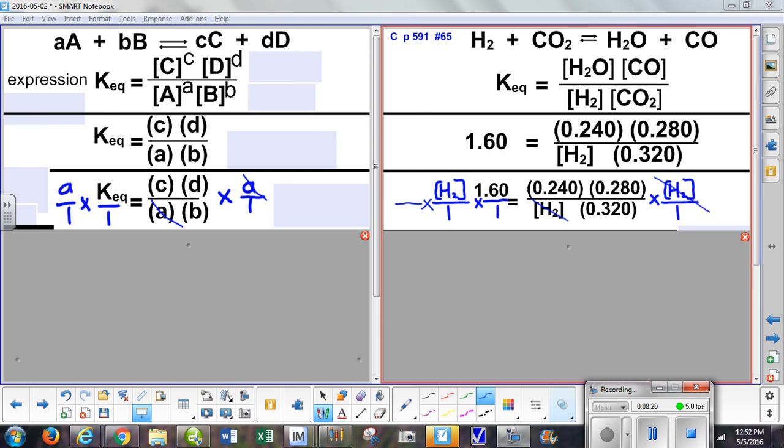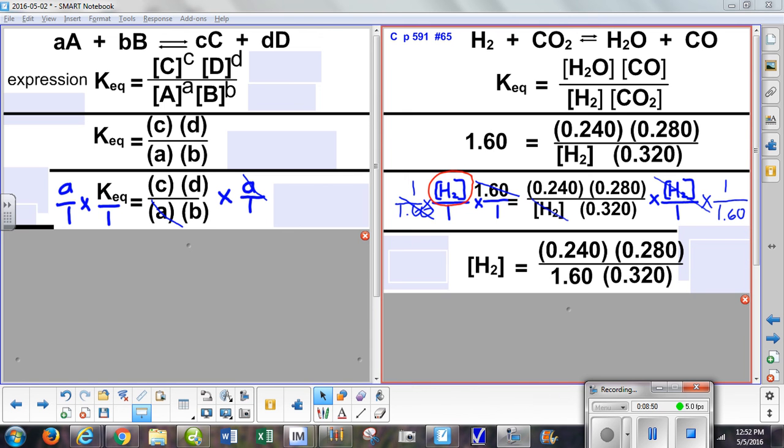So I'm going to divide over here by 1 over 1.60, and over on the right side, I'm going to divide by 1.60. Okay? And now I've got 160 on both sides on the bottom, and I've got 160 to cross out on the left side. And as you can see, I have now isolated my H2, which is what you see here. So that's how we got here.